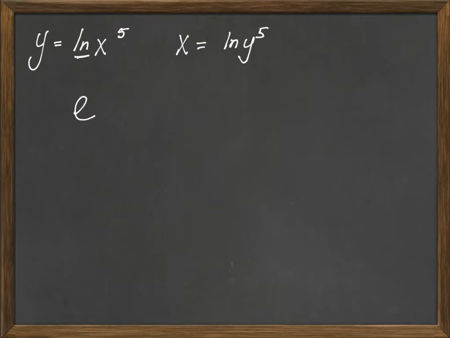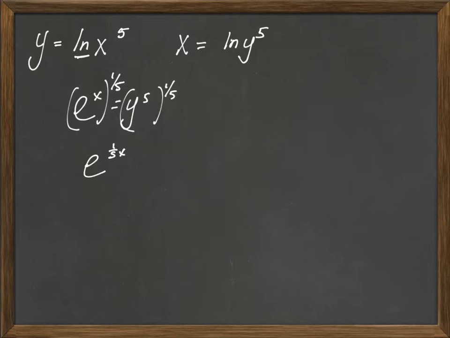Okay, number 10. Again, it wants you to take the inverse. This time the base for ln is e. So e to the, we forgot to switch first. So x equals ln y to the 5th. So e to the x equals y to the 5th. So again, this is e to the 1/5 x, because you would have to multiply this by 1/5 to get rid of the 5th degree. All right, so that was 9.